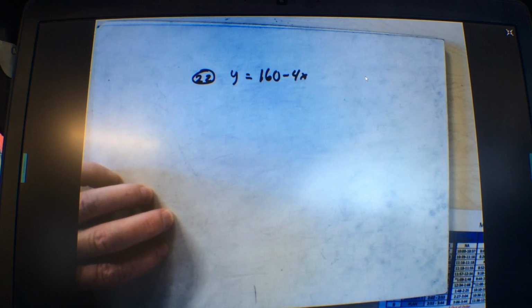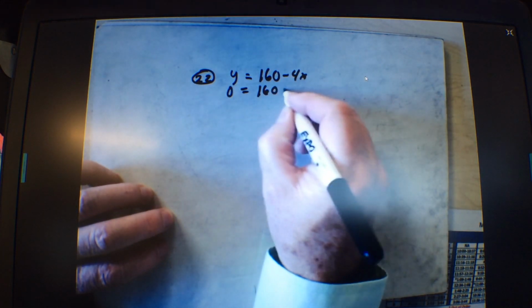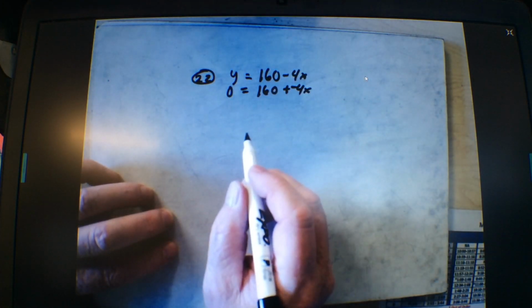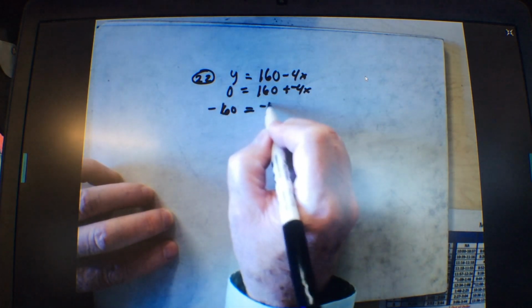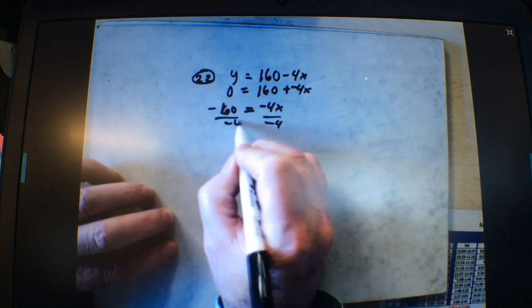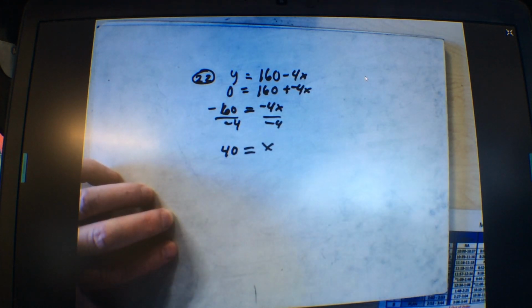So when we find the zero of the function, how do I do that? I've just showed you 3 times now. Somebody should be able to tell me. 0 in for y. I'm going to change it to plus a negative 4x, not 40, 4x. I'm going to subtract what from both sides? 160. I'm going to divide what from both sides? Okay, and x equals? I think it's positive 40. Oh, yeah, it is. Alrighty.